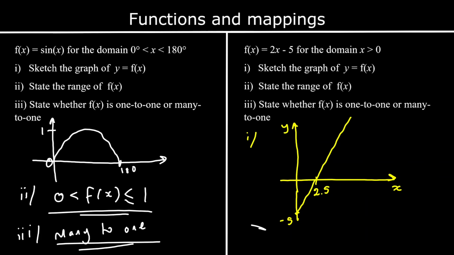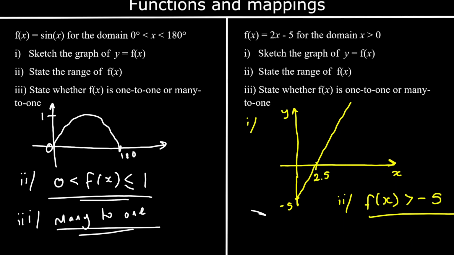State the range. So for the range, it's going to be anything bigger than negative 5. It can't actually equal negative 5, so just bigger than negative 5, and it will keep going on forever. So that is our range. Is it 1-to-1 or many-to-1? There's only one way of getting each result, so it's a 1-to-1.